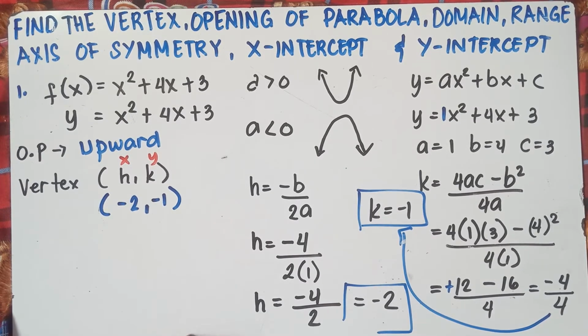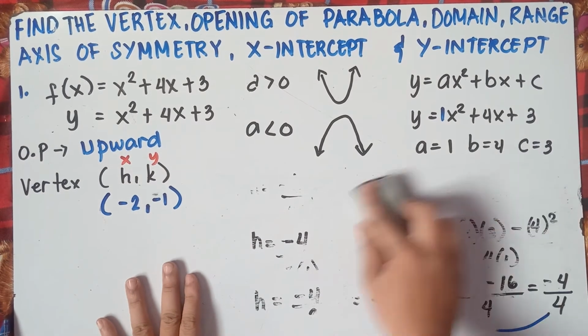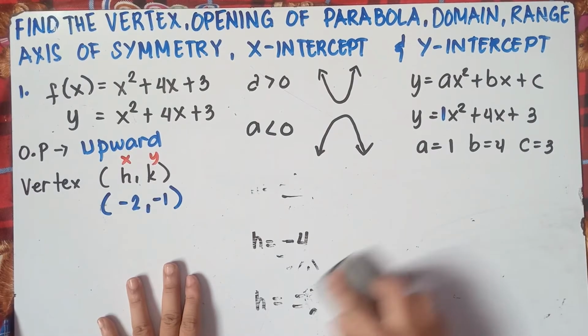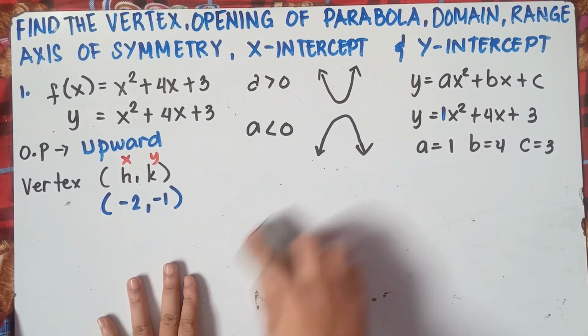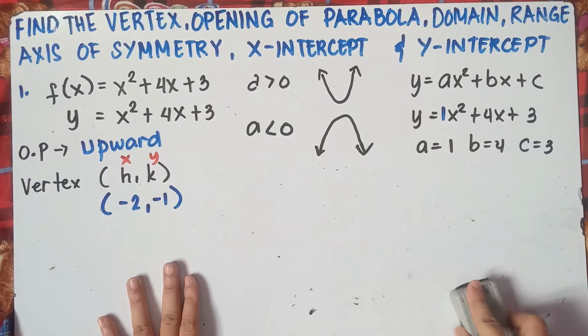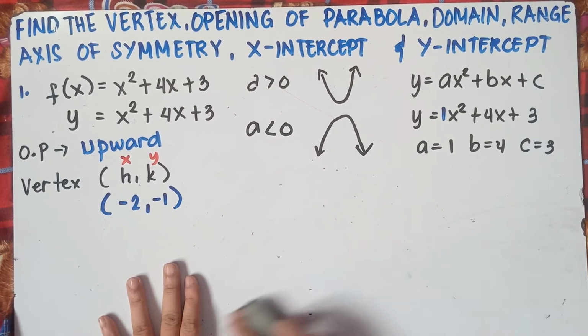Alright, I hope you understand that one, class, to find the h and k. So next step is we need to find the axis of symmetry. Now the axis of symmetry, class, is actually a line that divides the parabola.